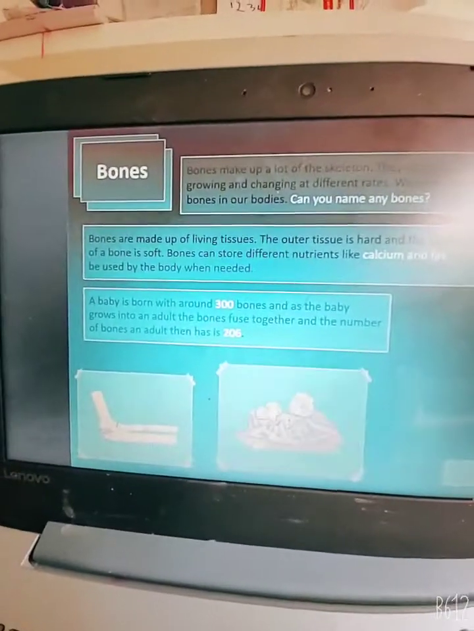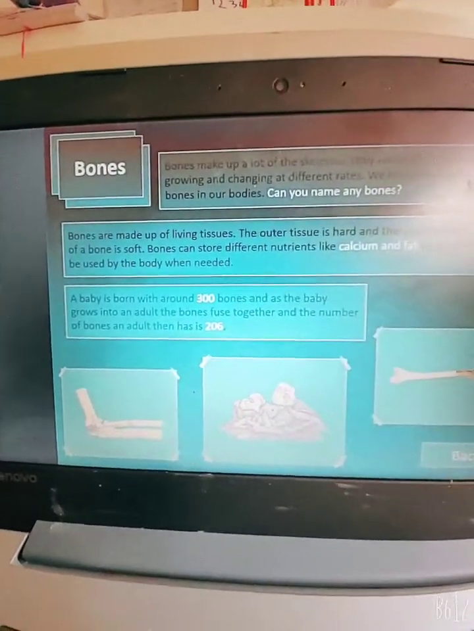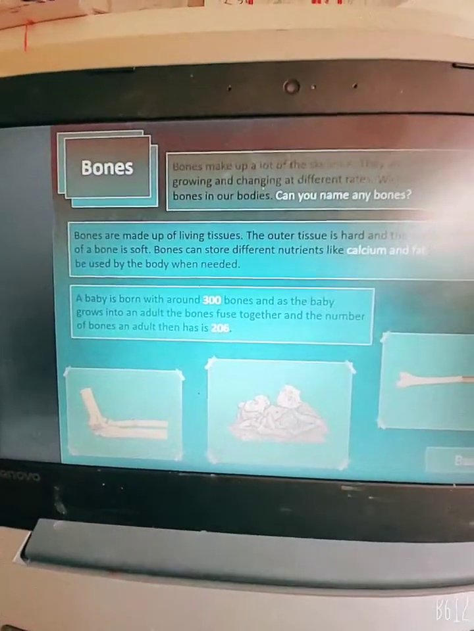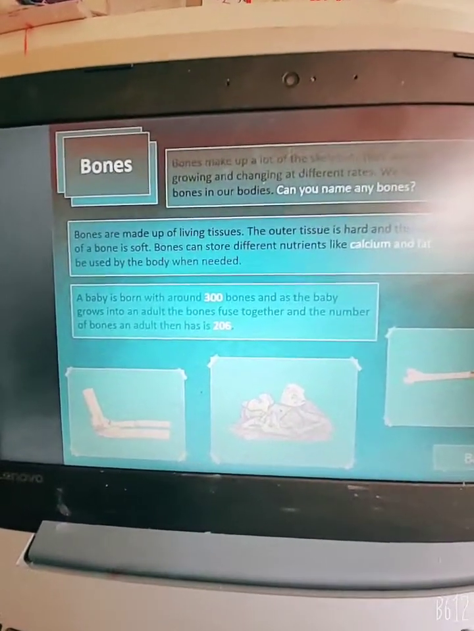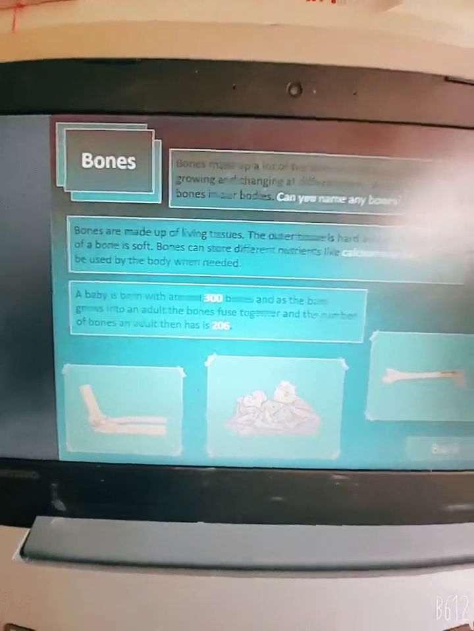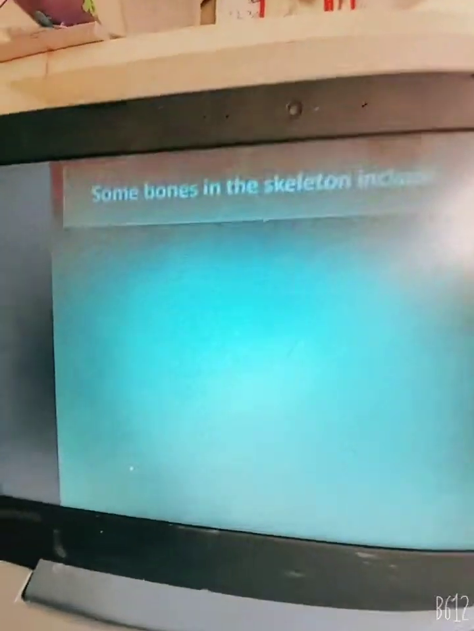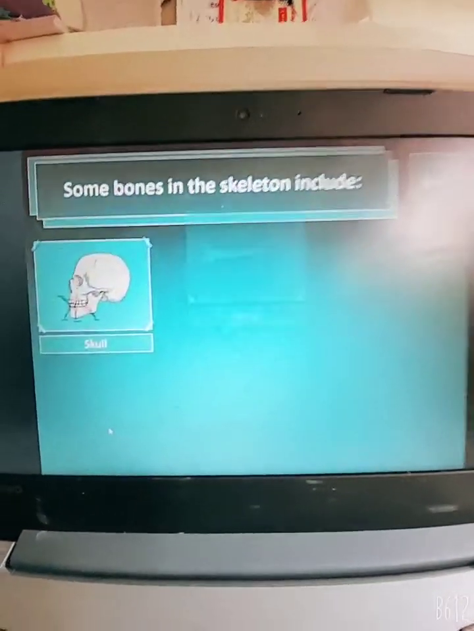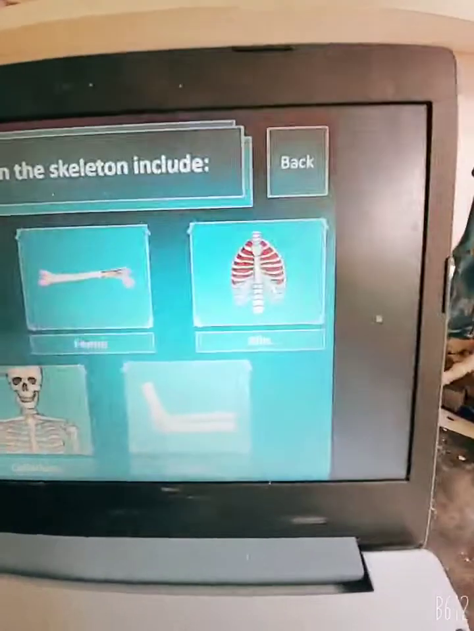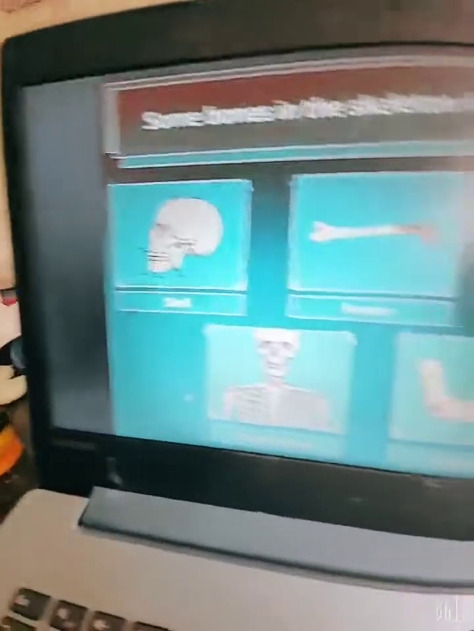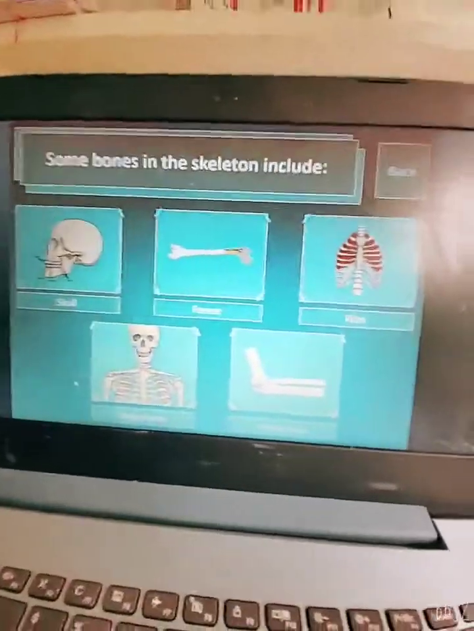Our body is born with around 300 bones as a baby, and when the baby grows into an adult, the bones are fused together, and the number of bones in the adult is 206. You can see these are different bones, isn't it? Now some bones of the skeletal system: the skull, femur, ribs, collarbone and also the humerus.